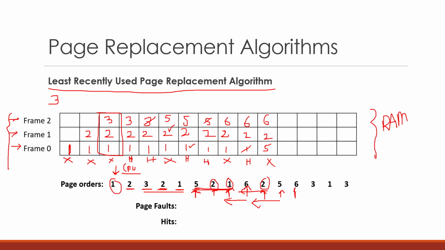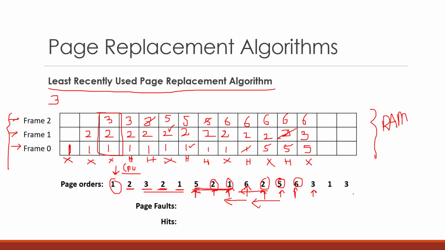Now next we have 5. 5 is inside the RAM. Yes, it is inside the RAM, so it's a hit. We keep 5, we keep 2 and we keep 6. Next we have 3. Is 3 inside the RAM? No, it's not in the RAM, so we have a miss here, a page fault. So which page to be replaced? We see 6 and 5 were recently used, and then 2 was used earlier. So we'll replace 2 by 3.